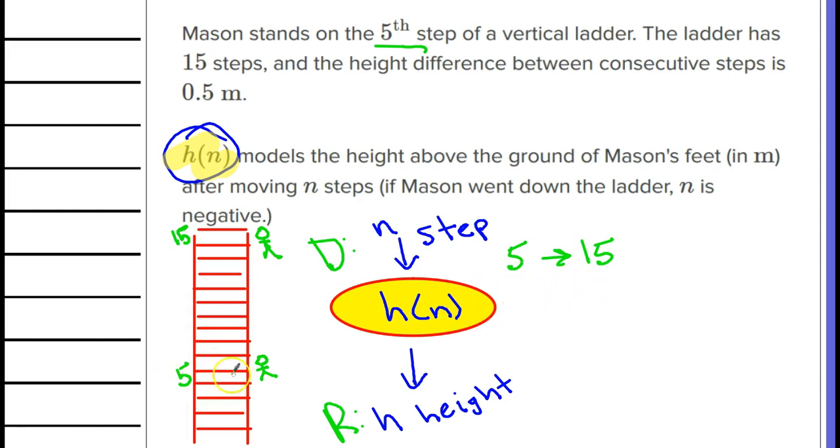And he doesn't go halfway. If he stepped halfway, then he'd probably fall off the ladder. He can only go 5th step, 6th step, 7th step. If he did 7.1, he'd fall off the ladder. So these have to be integers. So let's see what we think about the answer here.